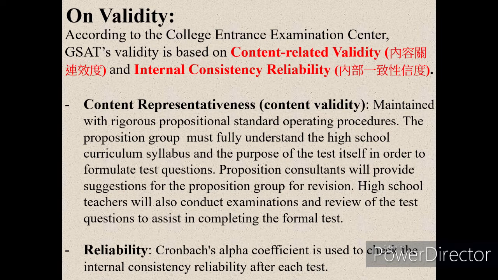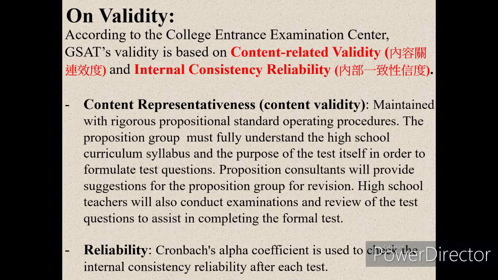First of all, the staff of the proposition group must fully understand the high school curriculum syllabus and the purpose of the test itself in order to formulate test questions according to the test syllabus and the test reference manual. References to various versions of textbooks will be done to formulate test questions, which will be determined after group discussion. Some test questions provided by the Central Question Bank will then be mixed with these questions to form a test paper.